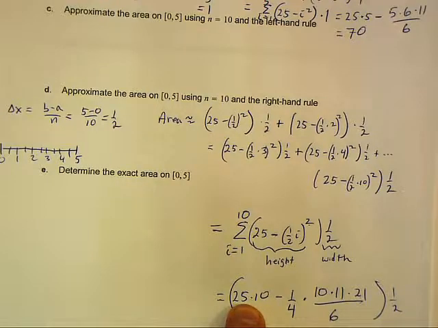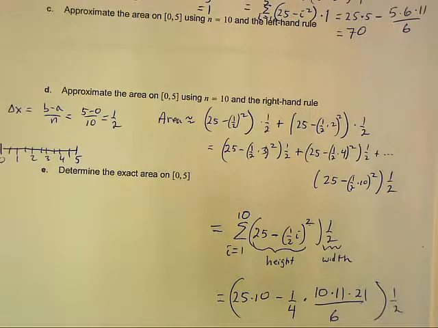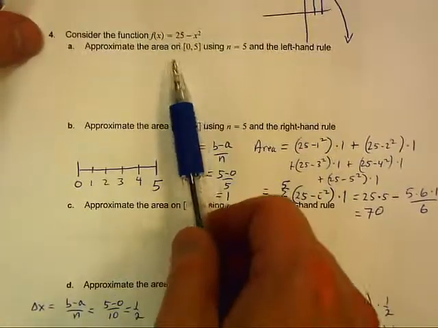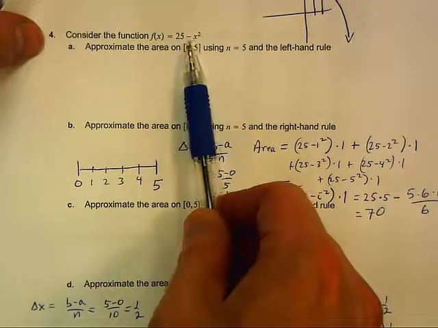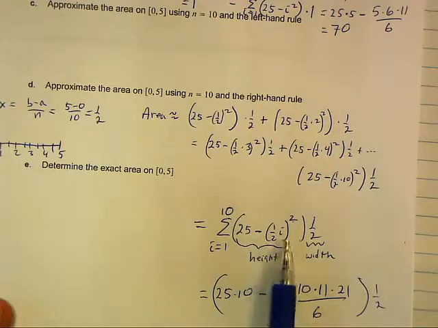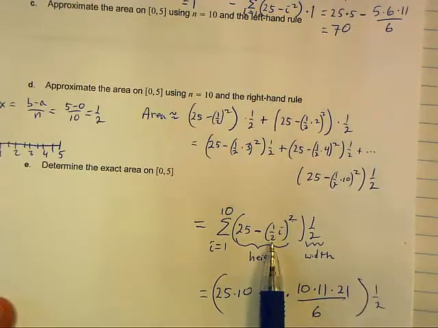Yes? Why does the original function look pretty much the same as the summation? Ah, very good. Notice the original function was 25 minus x squared. And in our summation, we have 25 minus, that's no longer x, but it's something squared. It looks pretty much the same. I agree. Why is that?